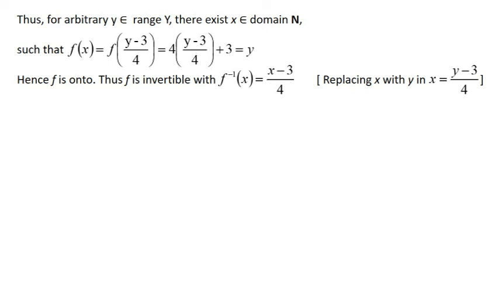Here, why have we written f inverse x equal to (x minus 3) by 4? Because we got earlier, x is equal to (y minus 3) by 4. There we have replaced y with x, and we got f inverse x is equal to (x minus 3) by 4.